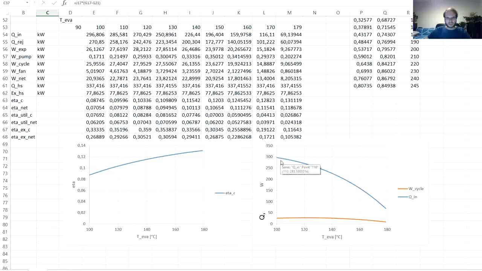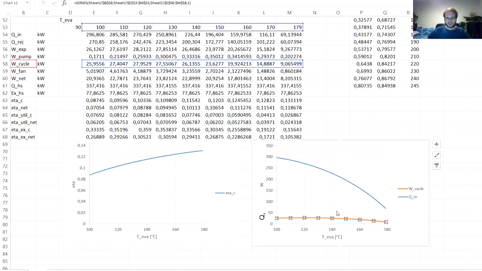Then, as we increase the evaporation temperature, the heat extracted from the heat source is decreasing, but the efficiency is increasing, and that's up to the point of this sweet spot.